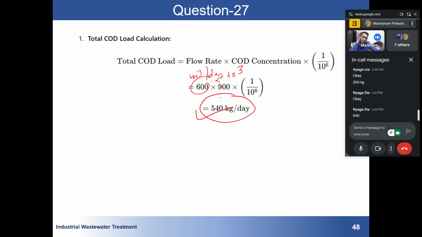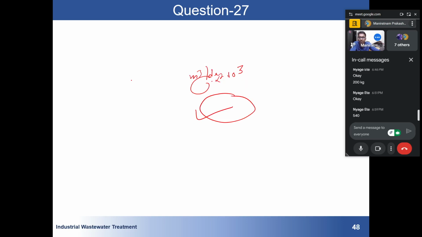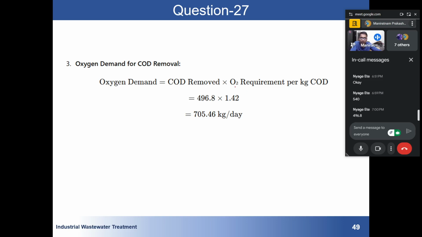What is the answer to the second question? How much is being removed? Efficiency is 92%, so we will just multiply it by 0.92 and it will be 496.8. Good. Those who are solving it, very good. You have got the right answer also. 460. And the final question was how much COD will be required. So here you can see that they have multiplied it by 1.42.